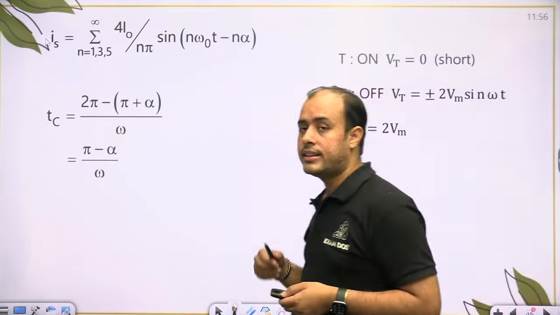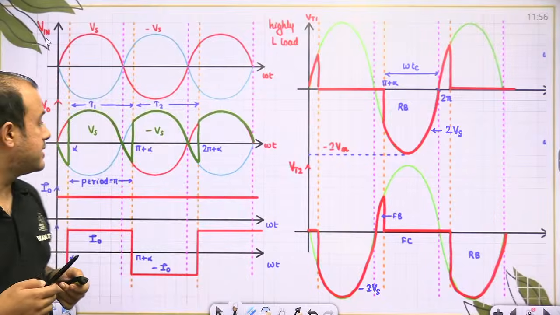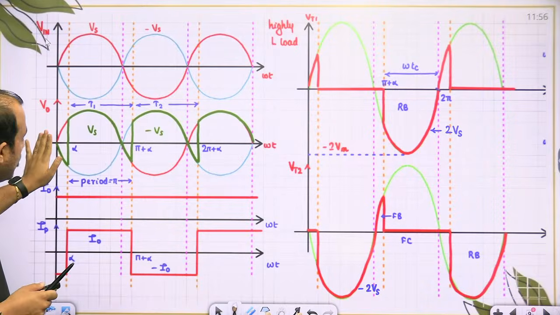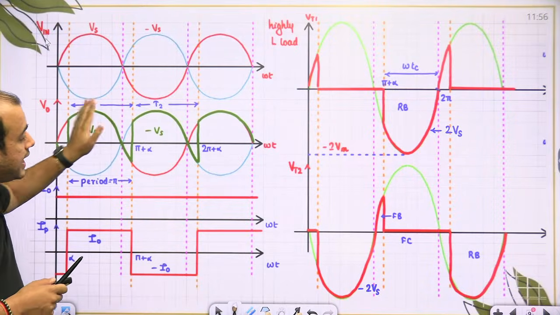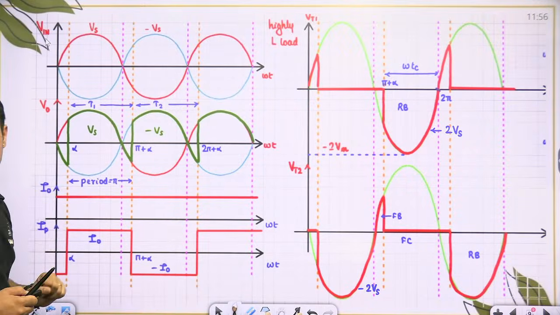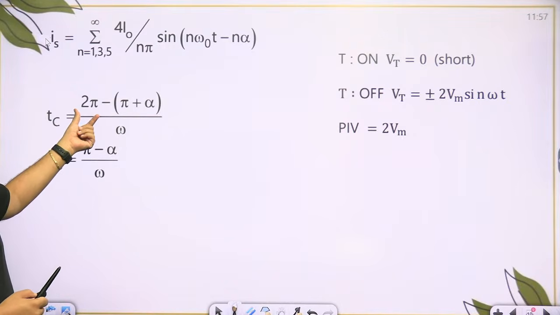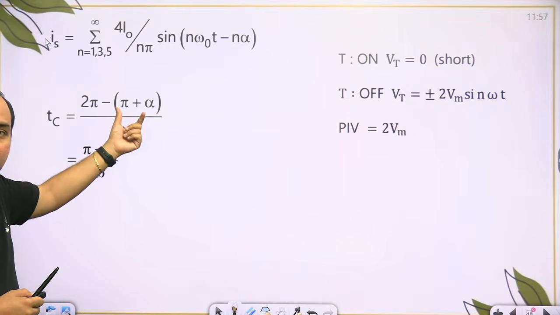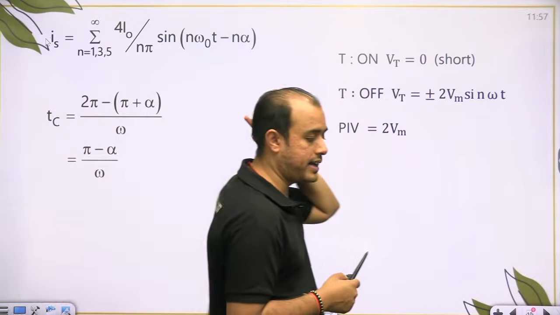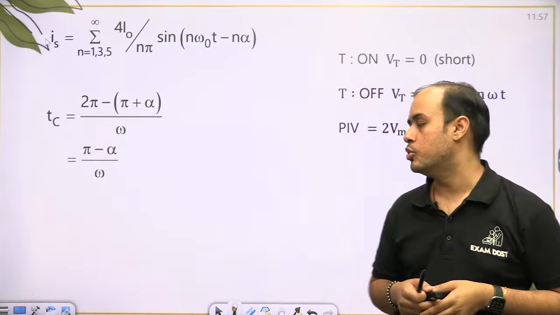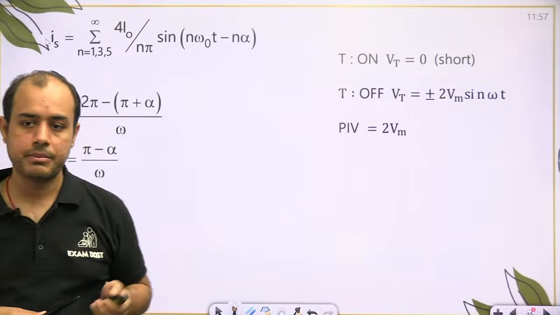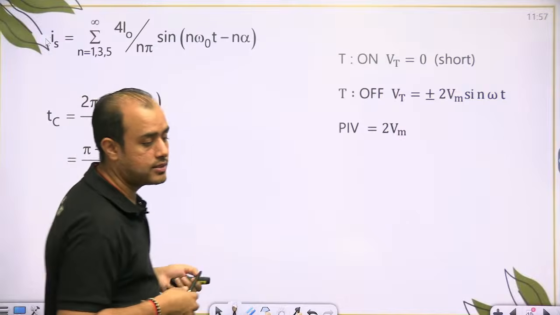Now the circuit turn off time. See, this thyristor stopped conducting at pi plus alpha. It was forward biased at 0. Next time it will be forward biased at 2 pi. But it stopped the conduction at pi plus alpha. So the time of second forward biasing minus the extinction angle, divided by omega, is your circuit turn off time. And I already told you the PIV is 2 Vm.